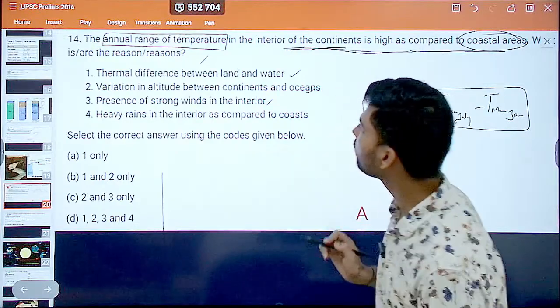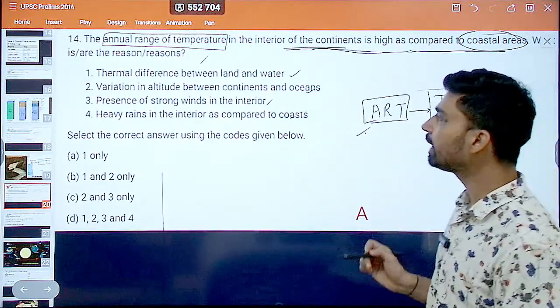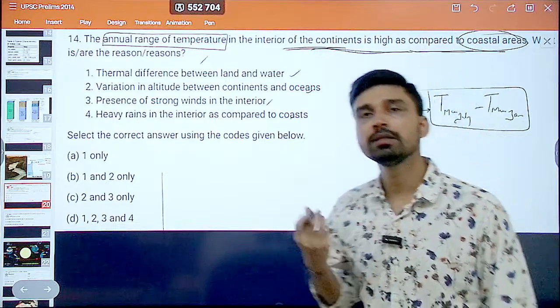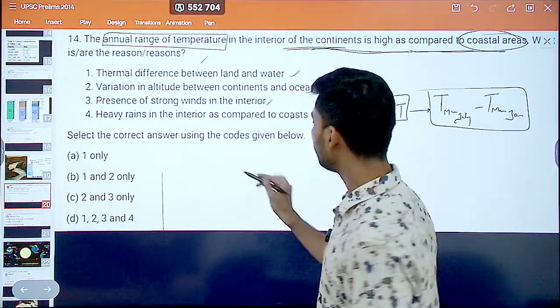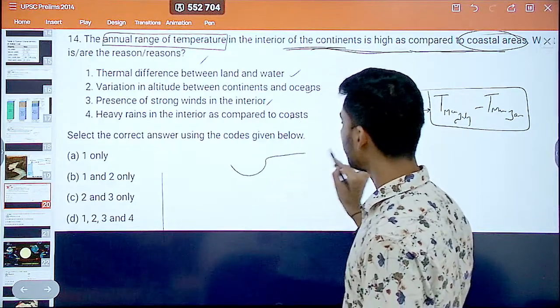So, what is the reason behind this? The reason behind this simply can be explained by the differential rate of heating and cooling of the land versus water. Basically, let us say you have this kind of surface.